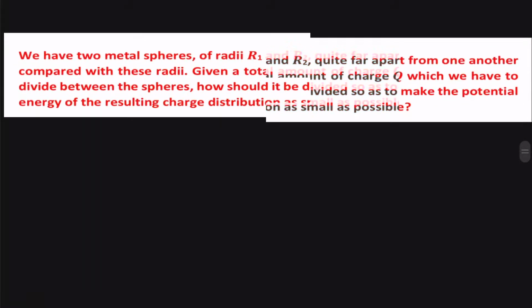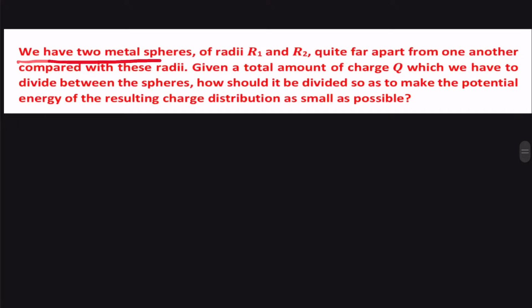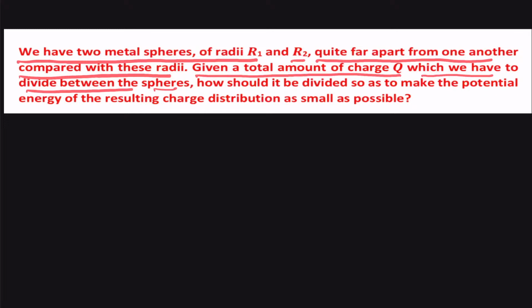In this case, we have two metal spheres of radii r1 and r2, quite far apart from one another compared to these radii. Given a total amount of charge Q which we have to divide between the spheres, how should it be divided so as to make the potential energy of the resulting charge distribution as small as possible? So we have to make sure our potential energy is minimum, and we have to divide this charge Q as per that condition.